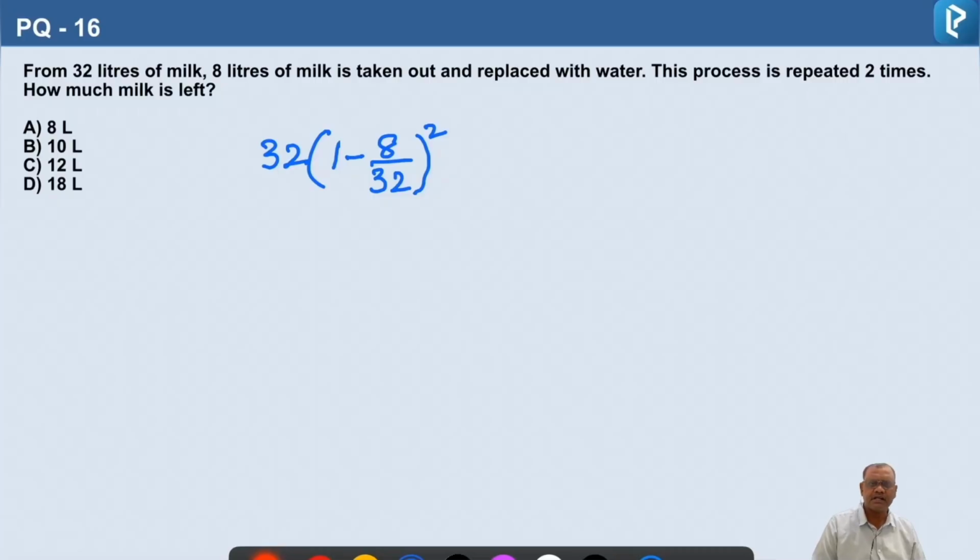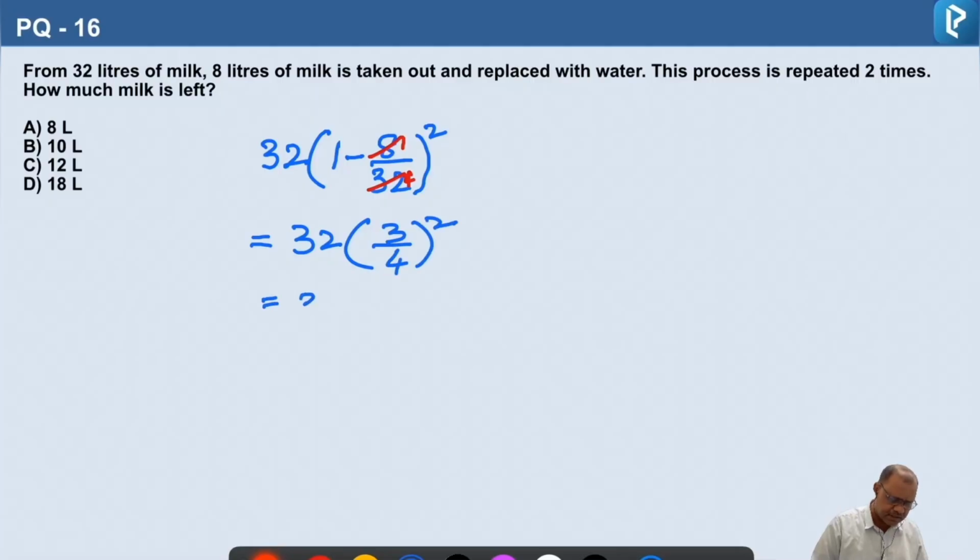Since we are repeating this process 2 times, if you simplify this, we can find out the quantity of milk left out finally. So this is 8 ones, 8 fours. So 32 into 1 minus 1 by 4, which is 3 by 4 whole square. Whole square means multiplying 2 times: 3 by 4 into 3 by 4.